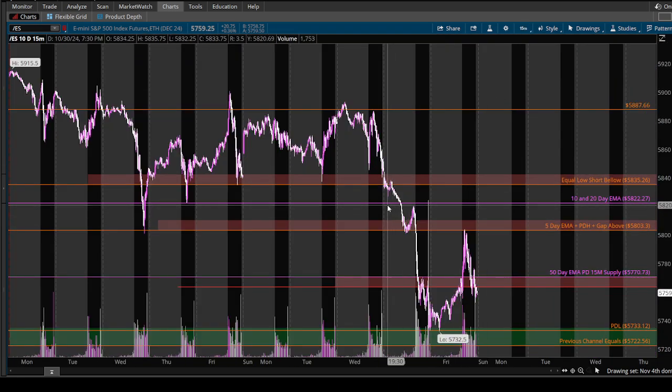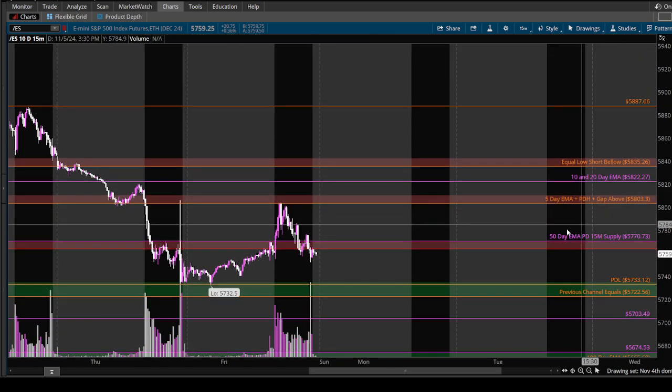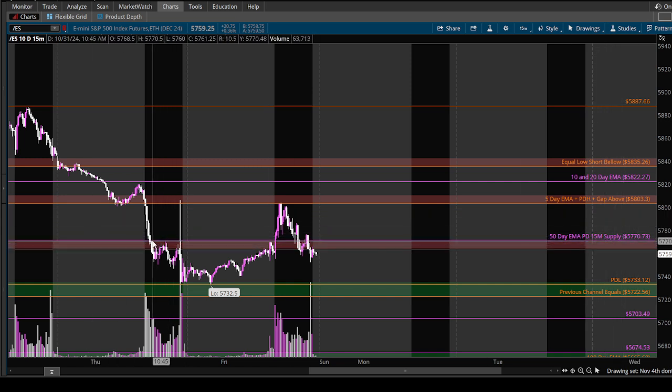So what we saw on Thursday is we had a lot of rejections on the 50-day EMA and 15-minute supply at 5770. If you notice here, we have a lot of sellers sitting here and pushing the market down, keeping it below the 50 EMA.